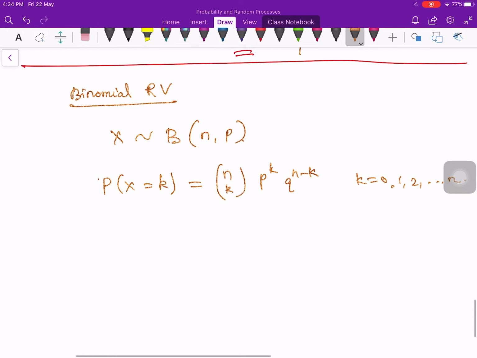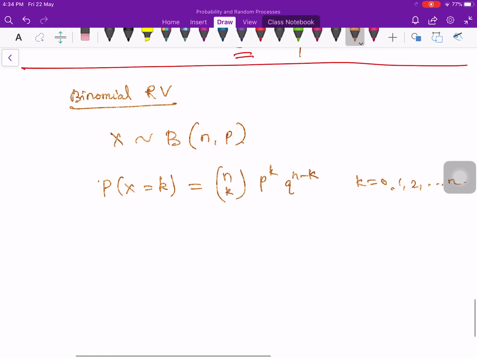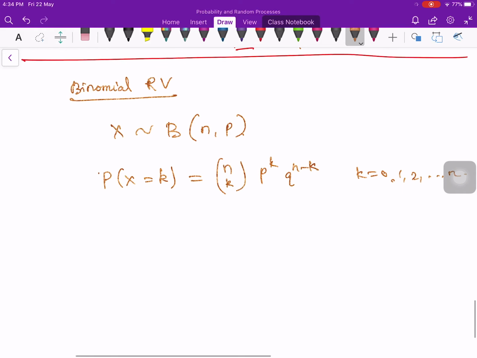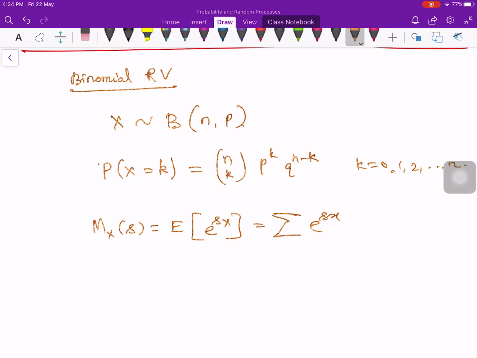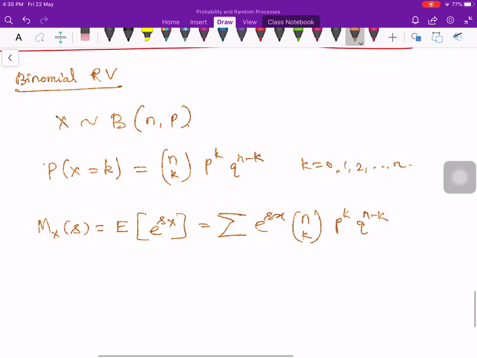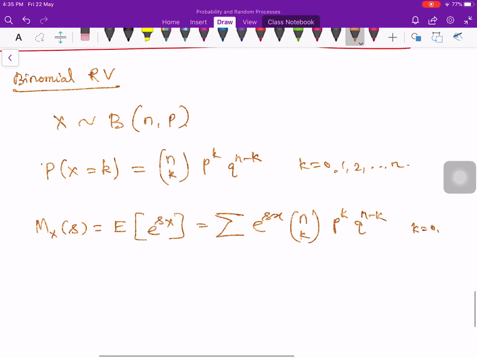Now let us find the mean and variance using the moment generating function. So for this, first we need to find the moment generating function. So M sub x of s is equal to expected value of e to the sx. So this is summation over e to the sx times n choose k p to the k q to the n minus k, where k equal to 0, 1 up to n.